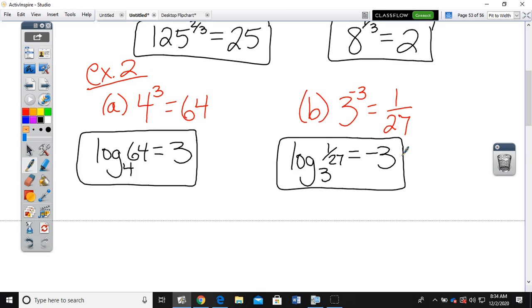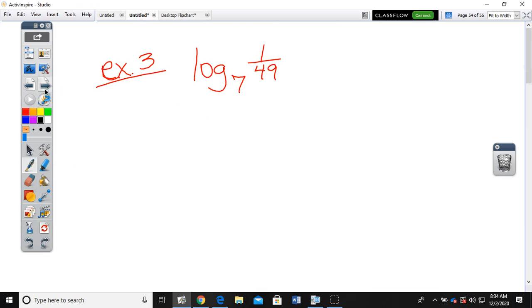Any questions? Everybody good? All right. Let's use this now. So the next one, example 3, says log base 7 of 1 over 49. Now you have these really cool calculators that will do this for you. But if you did not have a calculator, that's what we're going to play right here, okay? I don't have a calculator to do this.